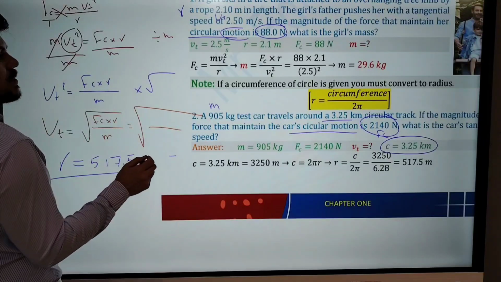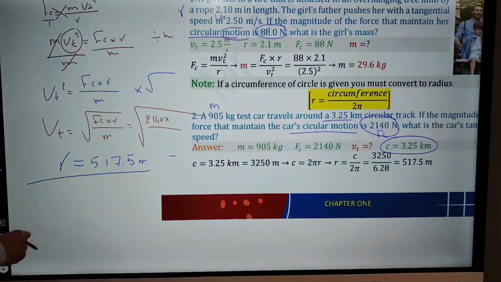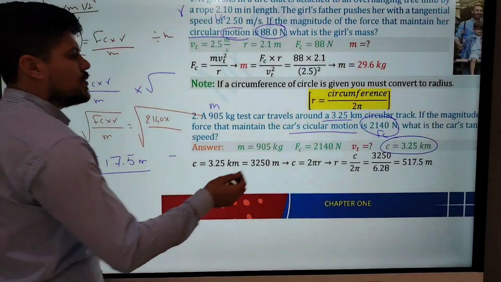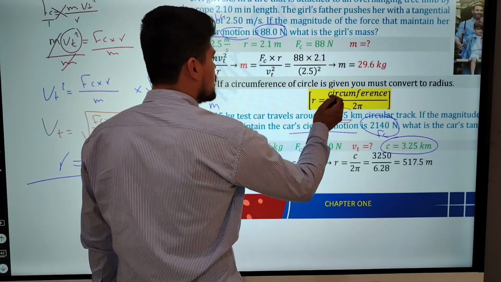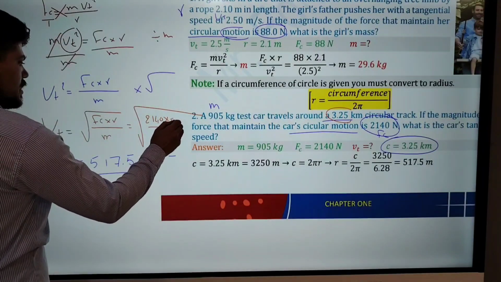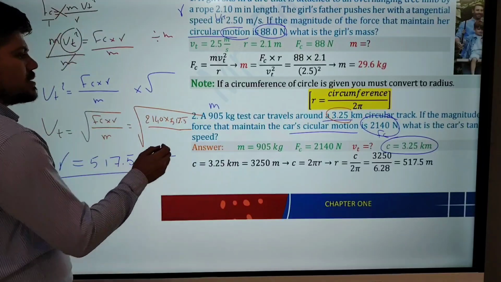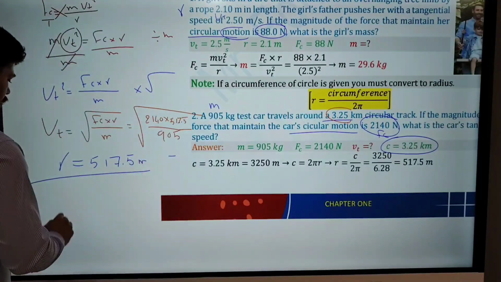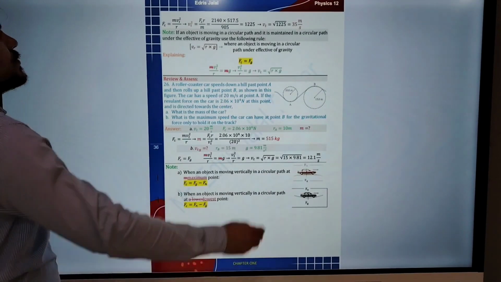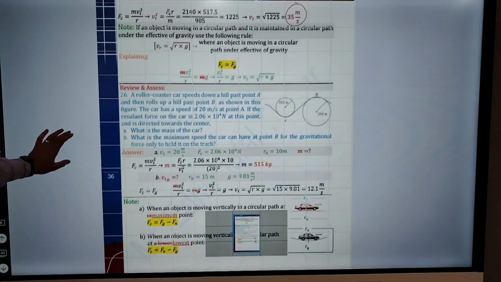Fc was given: 2,140 times the radius of the circular path. It was not given. We didn't have it at first, but we found it because the radius is equal to circumference divided by 2 pi, which is equal to 517.5, divided by mass, 905. So Vt is equal to... what? 45 meters per second.